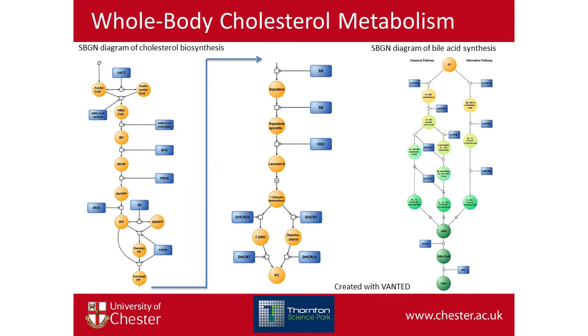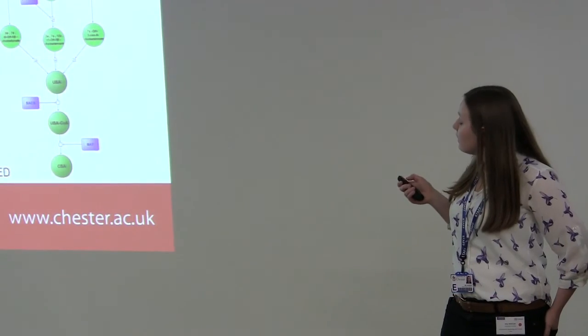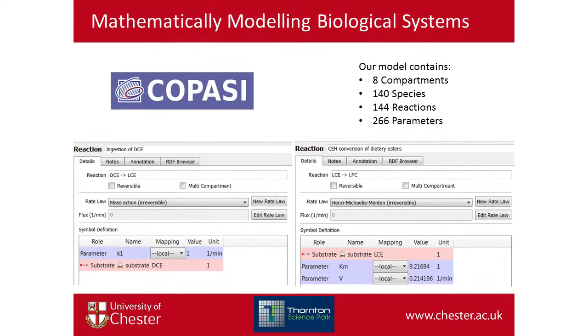And this one here is our cholesterol biosynthesis, but it was too big, so I've had to chop it in half so I can get it on the slide for you. And then this is our bile acid synthesis. So once we had our system, we were then able to use COPASI to model it. And our system has 8 compartments, 140 species, 144 reactions, and 266 parameters.